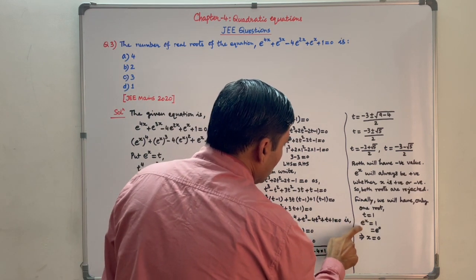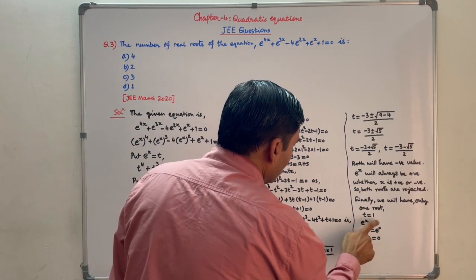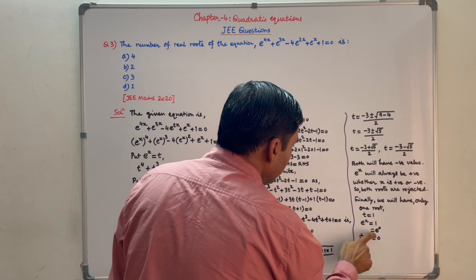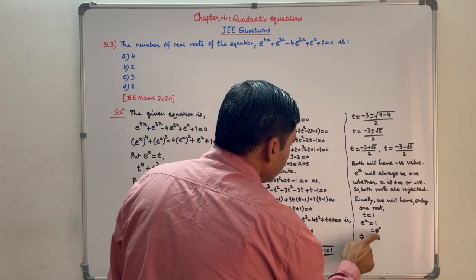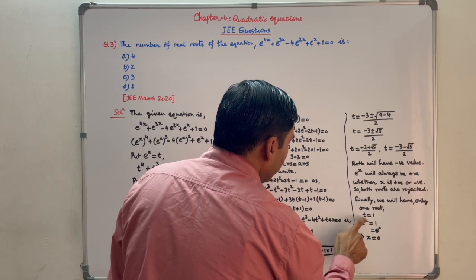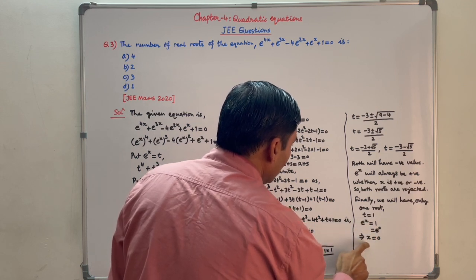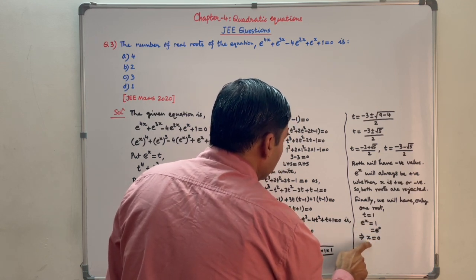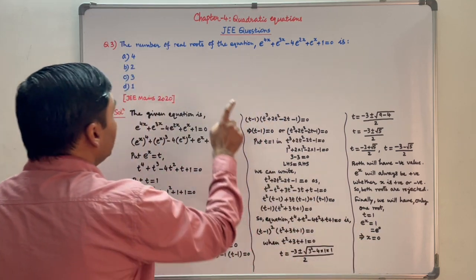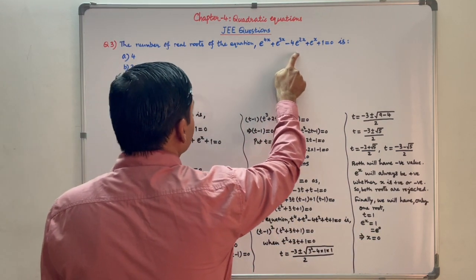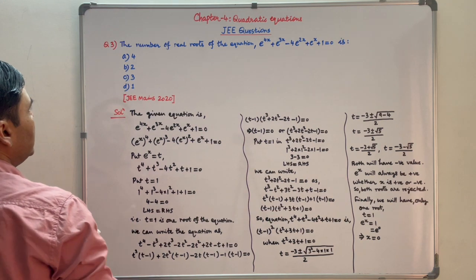t = e^x. So e^x = 1. 1 can be written as e^0. On both the sides the base is the same and that is e, so we can equate exponents. So x = 0. So x = 0 is the only real root of this equation. So our answer is D.